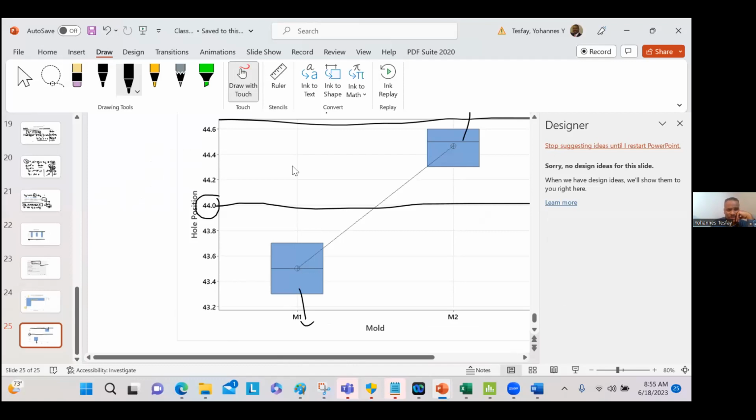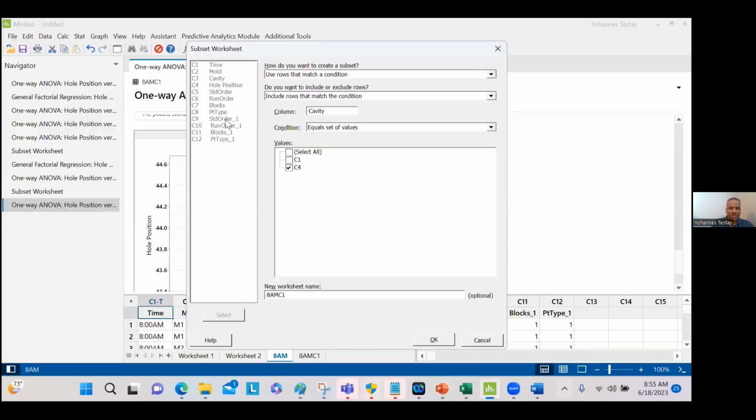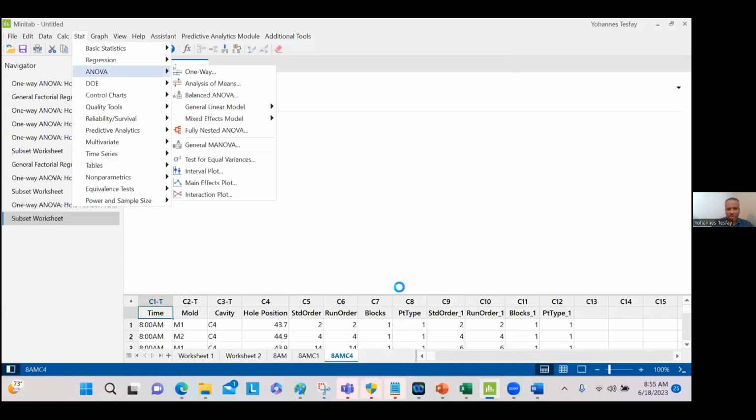Cavity 4, just like that. Then we're going to see, okay, cavity 4 is created. Start ANOVA, mold, one way, just mold. Then we're going to say, okay, you see.